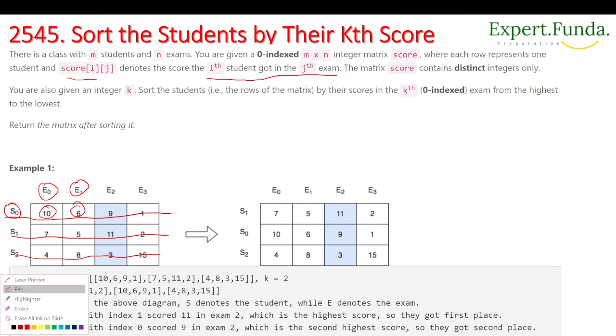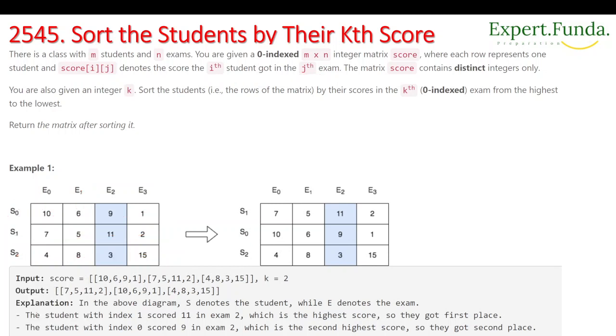Let me explain again what I have to do. Just give me one second. Now you can see that we have this student in this row. So student S1 in the exam E0 got the score 10.